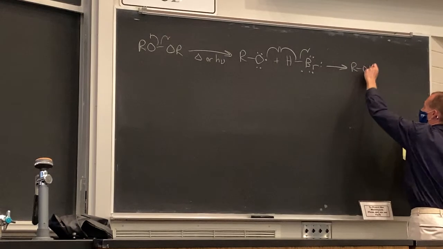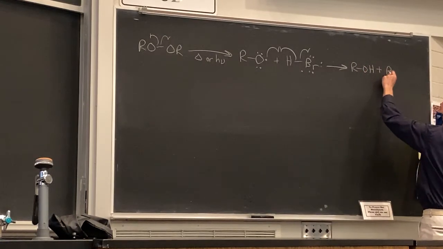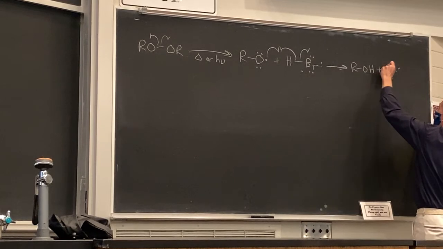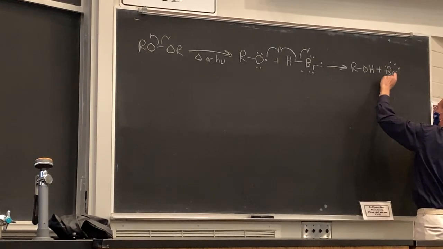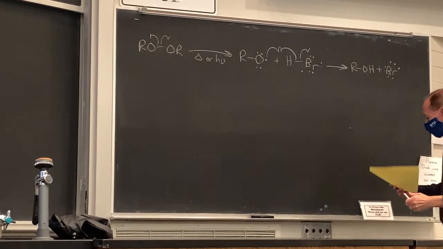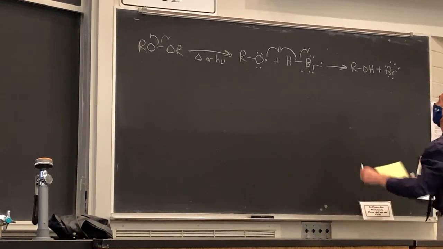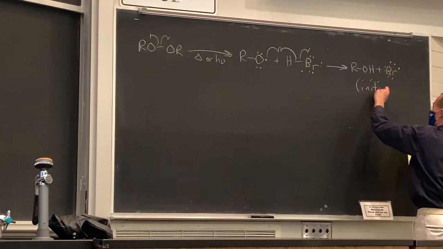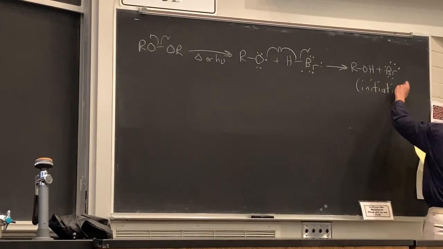So we get an alcohol as a byproduct, and we generate a bromine radical. Okay? So we have two steps occurring in the initiation. Okay, so this is the initiation.